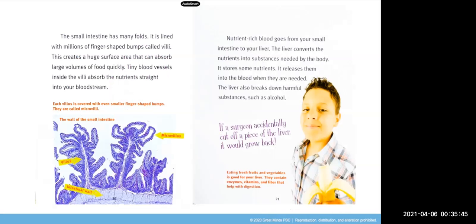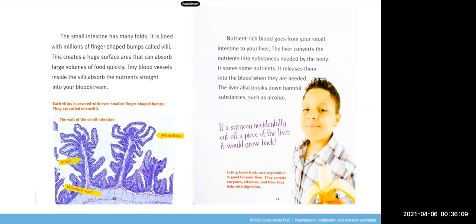The small intestine has many folds. It is lined with millions of finger-shaped bumps called villi. This creates a huge surface area that can absorb large volumes of food quickly. Tiny blood vessels inside the villi absorb the nutrients straight into your bloodstream.